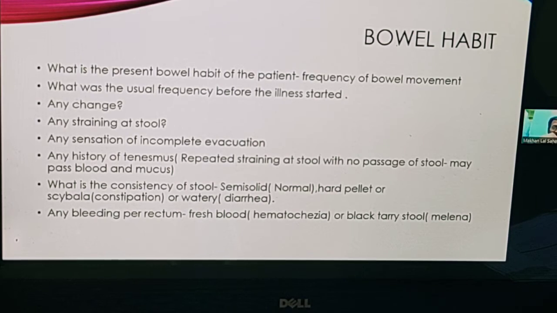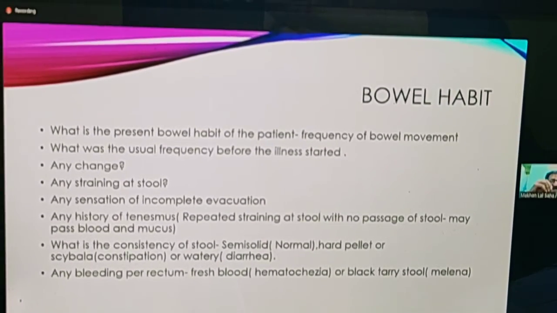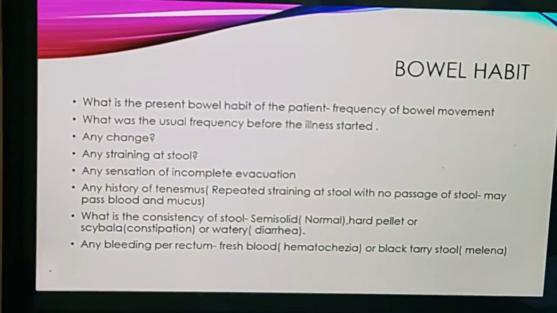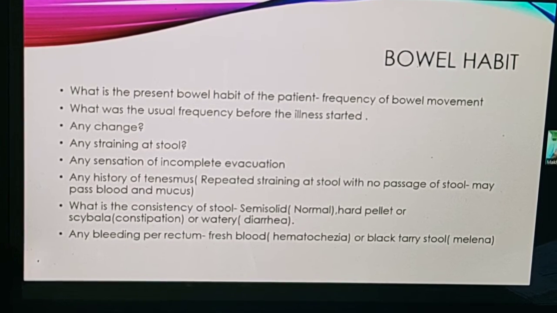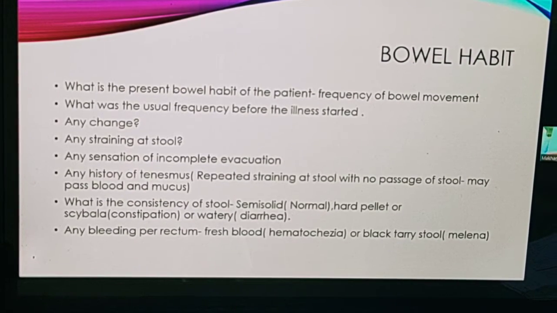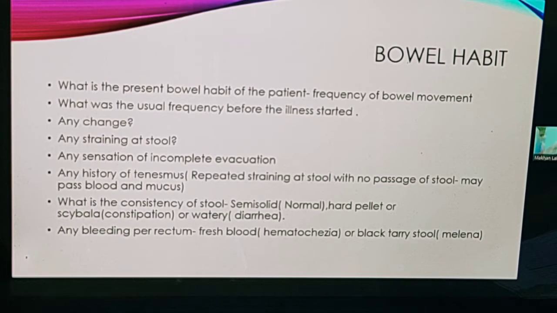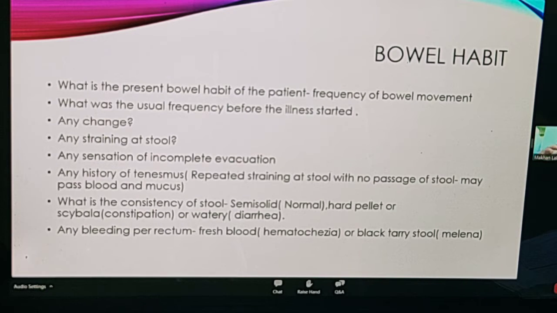Bowel habit. When you are going to the bowel habit, it is important to know the exact history of the bowel habit. That means what is the bowel habit patient is having. That means frequency of bowel movement. You should try to find out what was the frequency of bowel movement when the illness started. Any change, whether patient needs to strain at stool, whether there is any sense of incomplete evacuation, any history of tenesmus, that means patient is going to the toilet number of times, is straining at stool, but no passage of stool. And then any bleeding per rectum.